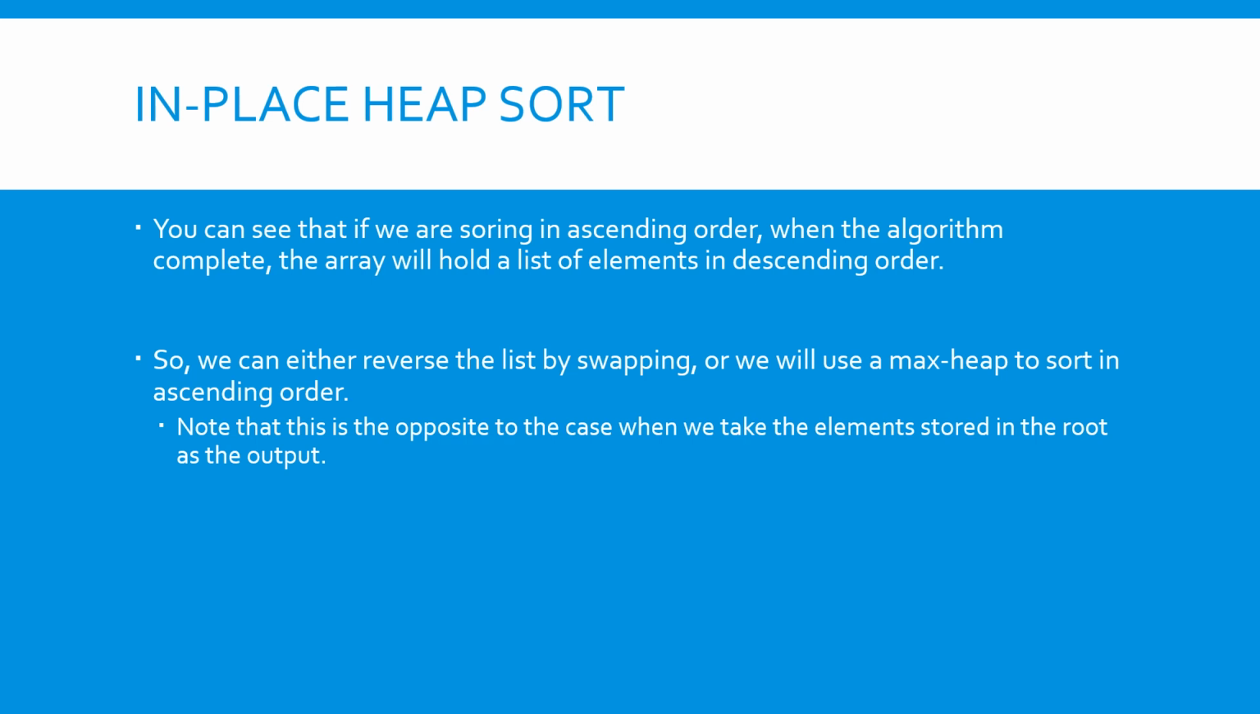So, there are two ways to make the descending list in ascending order. One way is to swap the ith element with the (n-i)th element for all i from 0 to n/2. Or, we could use a max heap instead of a min heap, where the algorithm will always place the largest element at the last position. Either way, we will be able to make the list in ascending order. With this trick, we claim that we can make heap sort in place.